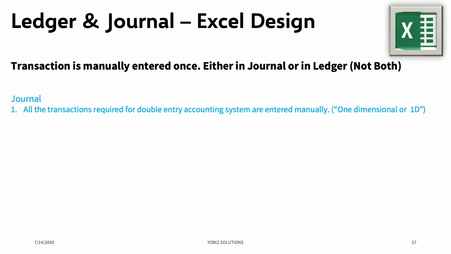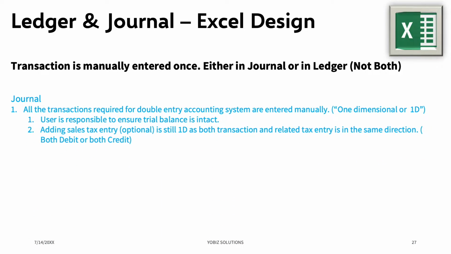Another thing that you will notice that we already implemented in the journals is that we follow the traditional double accounting system. The user will enter the transactions manually, which will affect both sides, and the user will be responsible to make sure that the trial balance is intact. We also added an optional way of combining the sales tax into the base expense or invoice entry, but it still would be considered one-dimensional because that row of data is only affecting either the credit side or the debit side, not both.